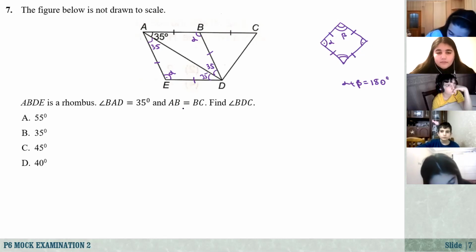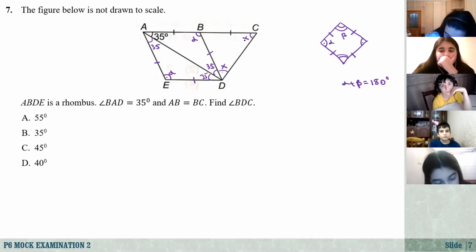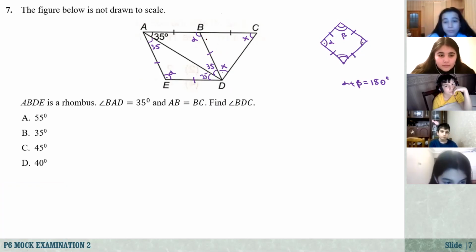Anyway, what is the question? AB equals BC, find BDC. What is BDC? BDC is this. So we need to find this one. Let me denote this by X. As you see here, BC equals BD, right? And how about this angle? It should also be X. Okay, now Sarah, let me ask you this question and change my color. What is the measure of this angle, Sarah?